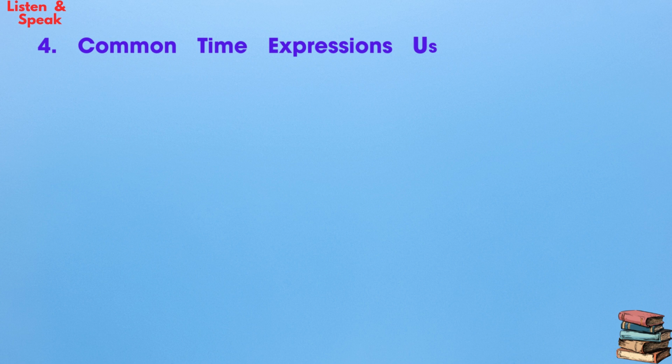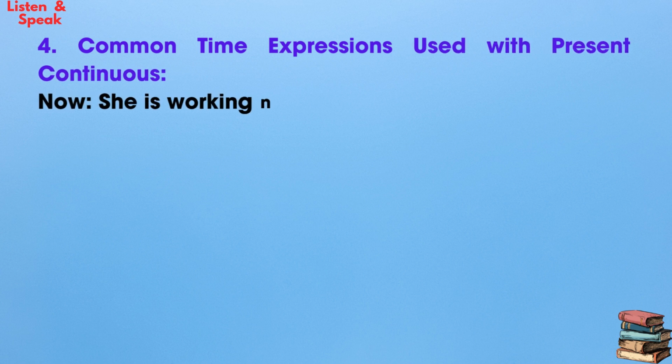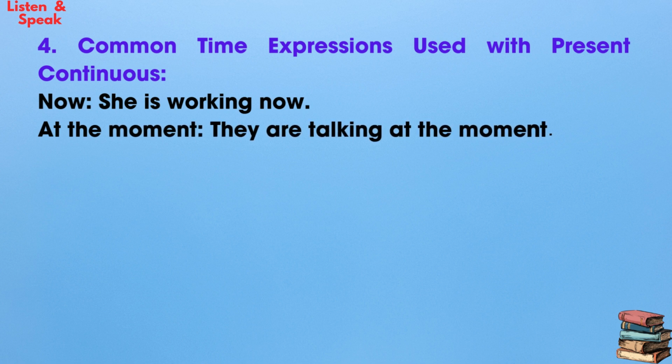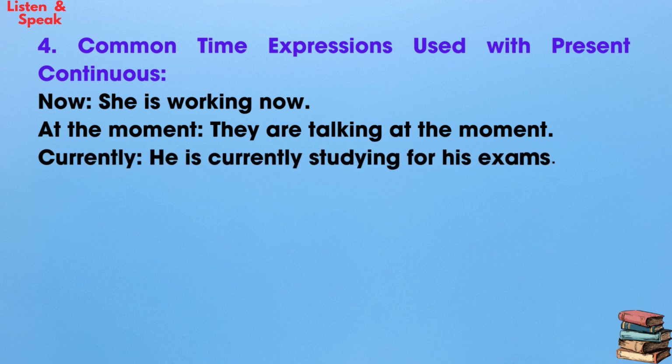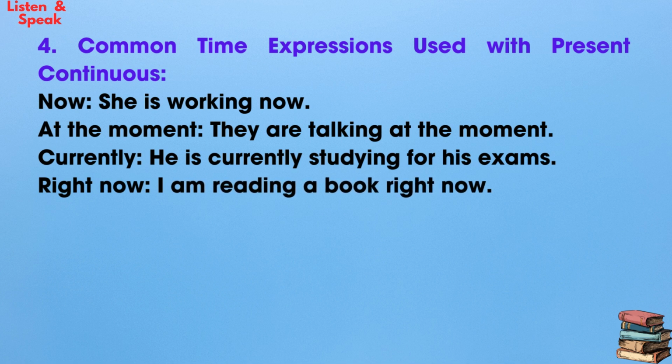4. Common time expressions used with present continuous. Now: she is working now. At the moment: they are talking at the moment. Currently: he is currently studying for his exams. Right now: I am reading a book right now.